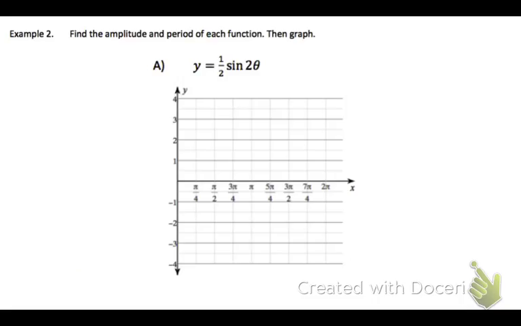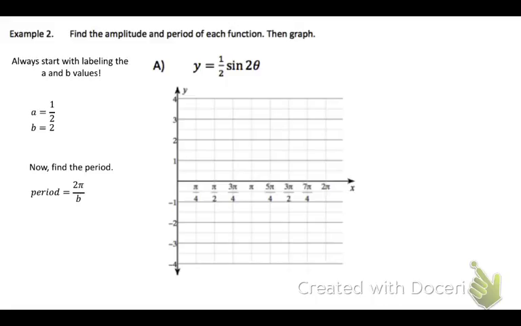Okay? So we need to find the amplitude, the period, and then we need to graph this. So basically, we just need to label our a and our b value. My a is 1/2, my b is 2. That means my amplitude is 1/2, and I need to use the b to find my period. So the period is always 2 pi divided by b, which is 2 pi divided by 2 since b equals 2, which is pi.